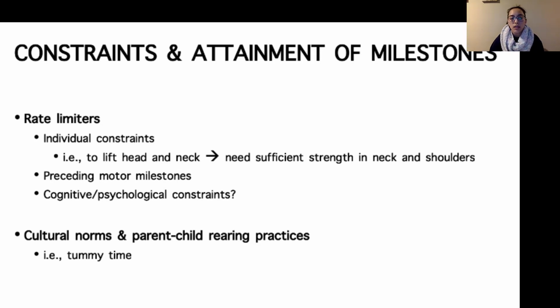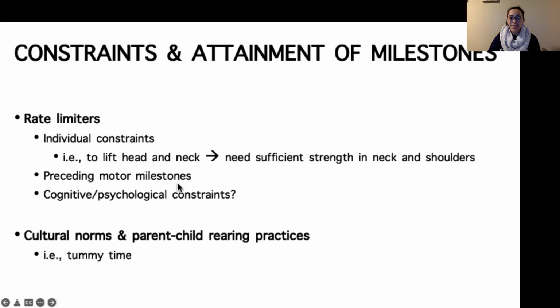Rate limiters could encompass individual constraints. I mentioned some of those at the end of our previous video. So these could be the maturation of the central nervous system. I have here muscular strength or endurance, right? So if a baby is trying to lift their head or neck, they need sufficient strength in their neck and shoulders to support their body weight. Posture and balance could also be rate limiters in this individual constraints area, as well as sensory and perceptual systems being developed.